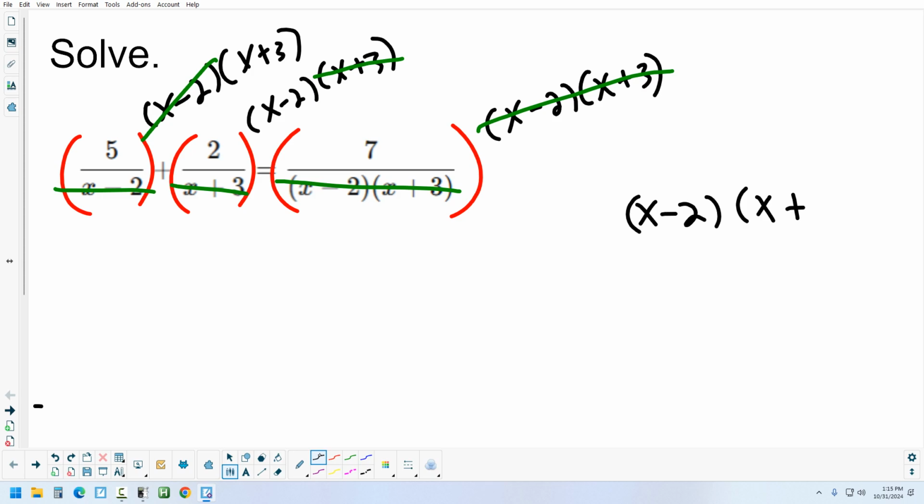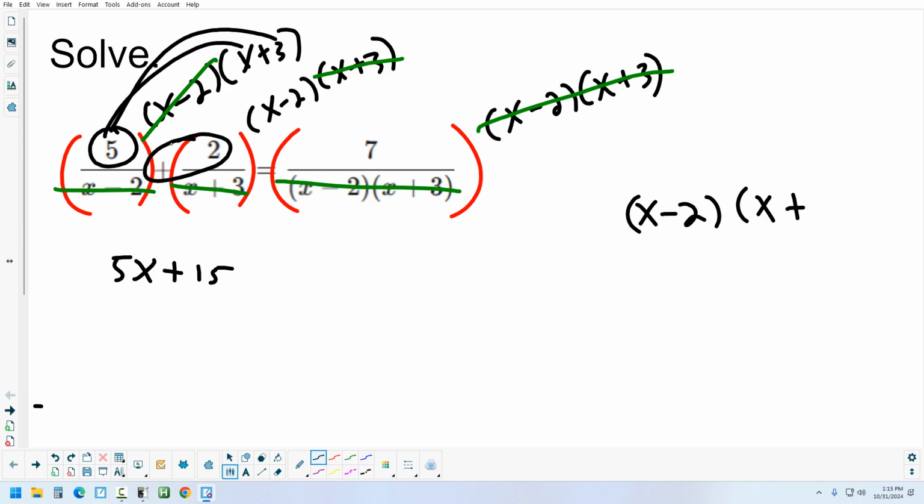What you have left is usually distributive. 5 times that, times that. 5x plus 15. Okay, now this is the part some people make a mistake with. This plus sign and that 2 go together. Plus 2x minus 4. So if it was a minus in front there, you need to use the minus when you distribute. And on the right side, everything canceled, so all we're left with is 7.